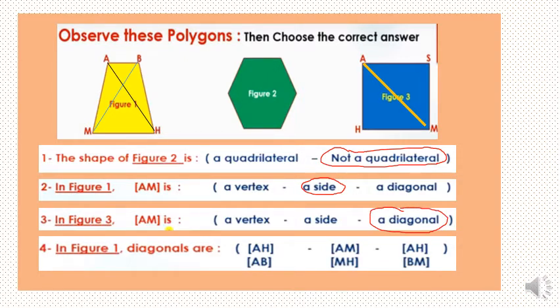What is the other diagonal in this quadrilateral? It's SH. Okay, let's continue. Go to figure 1. What are the diagonals in figure 1? The diagonals are AH and BM. They make an X shape. These are the diagonals of the quadrilateral ABHM.